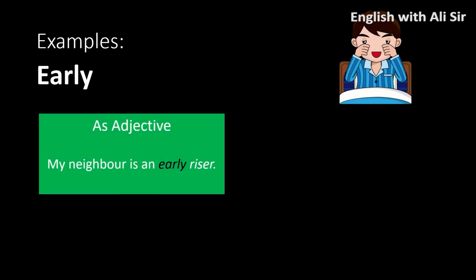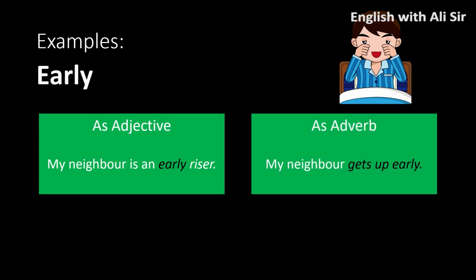For example, if I take the word early, we can use it as adjective, we can use it as adverb. For example, my neighbor is an early riser. Now here early is used as adjective. So let's convert it into adverb. My neighbor gets up early. Here early has been used as adverb.